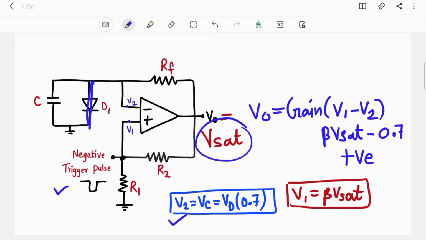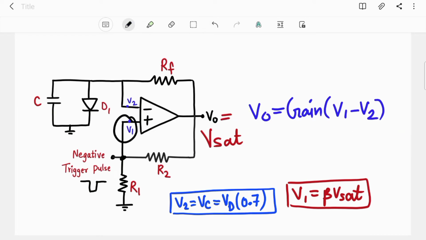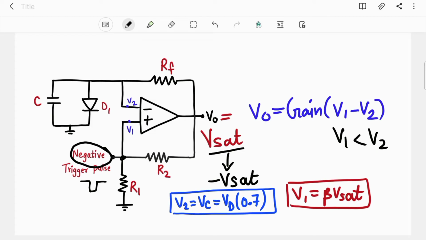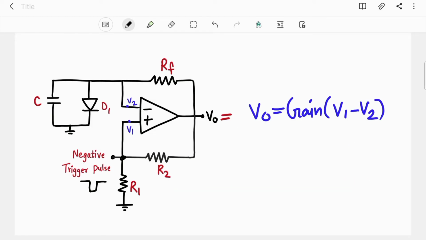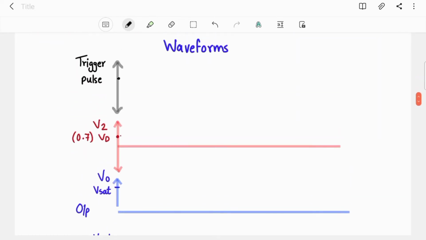Till you apply the negative trigger pulse. And when you apply the negative trigger pulse, you apply it at the V1 node. So suddenly V1 becomes less than V2. Okay, because V2 is 0.7, which is still positive, and V1 is now the negative trigger pulse. So this difference is now negative. Then this negative value gets amplified and the output jumps to minus Vsat. So to make the output jump from plus Vsat to minus Vsat, we have to provide a negative trigger pulse. Okay, now what happens after the negative pulse is applied, that we will see, but first we will draw the graphs.